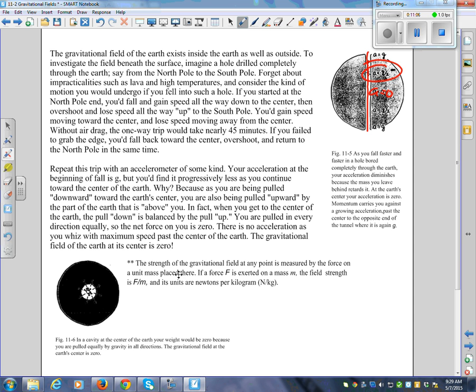The strength of the gravitational field at any point is measured by the force on a unit mass there. If a force F is exerted on a mass m, the field strength is F over m, and its units are newtons per kilogram. So that whole 9.8 meters per second squared is for acceleration, but it's also for bathroom scales, right? The gravitational force on me is 9.8 newtons per kilogram. 810 newtons. Going the wrong way.